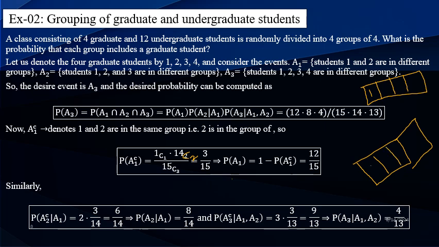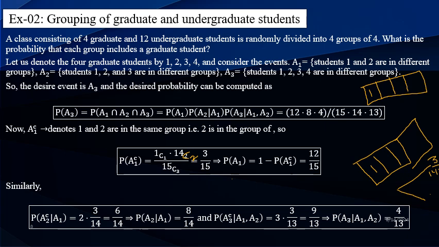You can take cases. You can say that 3 is in the group of 1 or 3 is in the group of 2. If 3 is in the group of 1, what is the probability? You will get 3 by 14. By a similar argument, if 3 is in the group of 2, it will also be 3 by 14. So option-wise you are getting 2 options, 3 by 14 two times, so 2 times 3 by 14. Total 6 by 14.